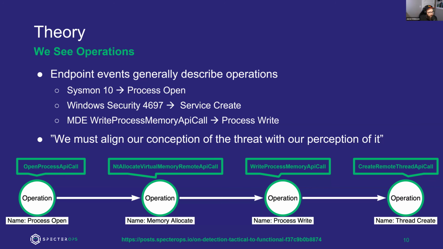And what we see is that MDE actually gives us one event that describes each operation, right? The open process API call event corresponds with the process open operation. The NT allocate virtual memory remote API call event corresponds with the memory allocate operation, and so on and so forth. The idea here, the phrase that I like to use, is we must align our conception of the threat with our perception of it, right? It's important for us to start thinking about the problems that we're facing in the context in which we're going to observe them. We collect events that tell us about what happened in our cyber world, so to speak.